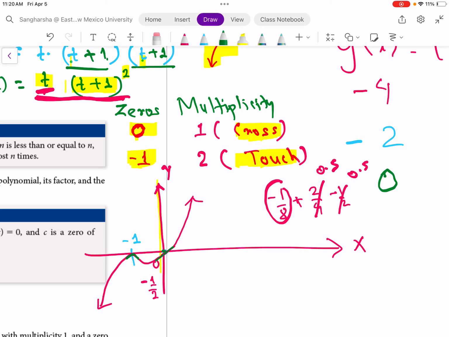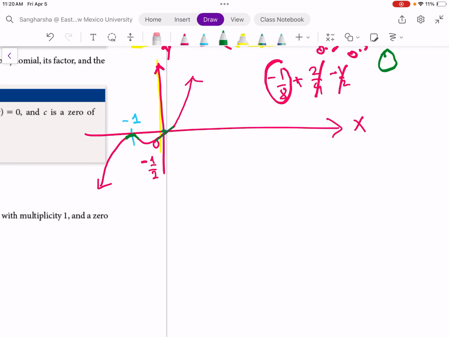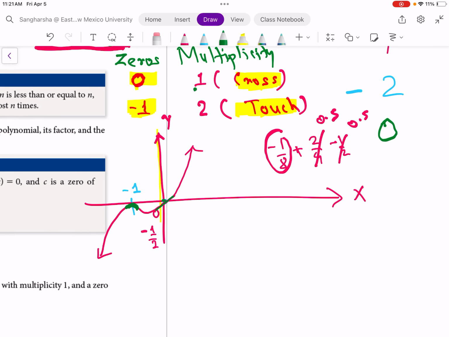See, at negative 1 the graph touches the x-axis because the multiplicity is even here. At 0 the multiplicity is odd, it means the graph crosses the x-axis. So with the help of multiplicity we know whether the graph touches or crosses the x-axis. And to find the multiplicity we always want our function in factor form, and we look for how many times each factor is repeated, and that number of times gives us the multiplicity.